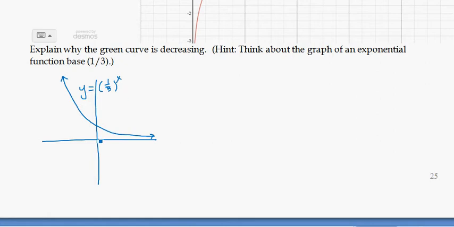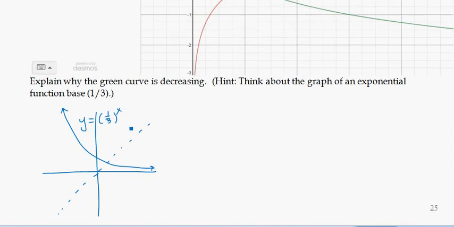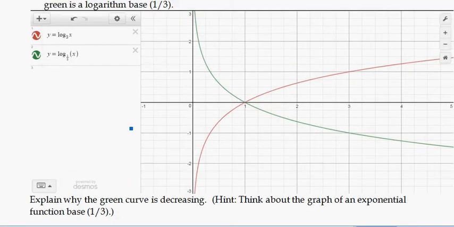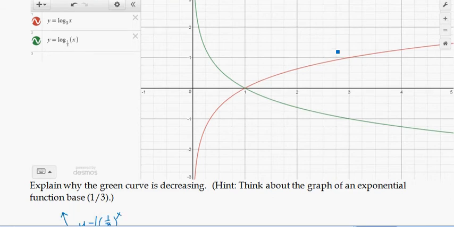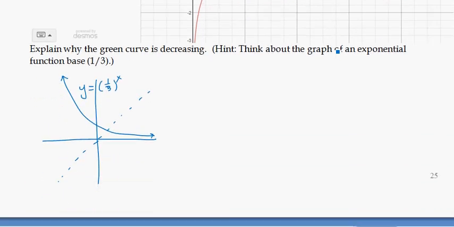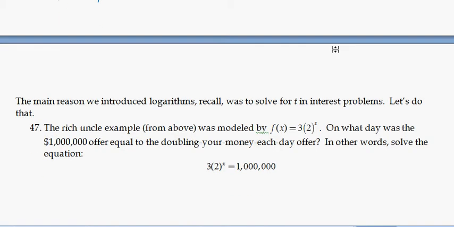So if this is y equals 1/3 to the x, what would that look like if we reflected it over the line y equals x? Rather than me drawing it, it's going to look like this green curve. If I take this graph of 1/3 to the x and reflect it over the line y equals x, I'm going to get a decreasing logarithmic curve. But notice both of them do have a vertical asymptote on the y-axis.